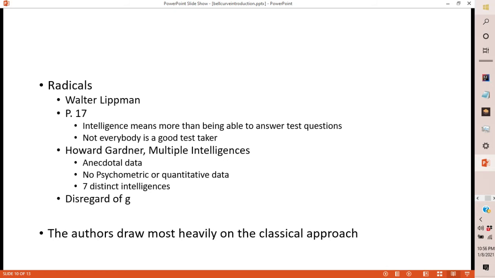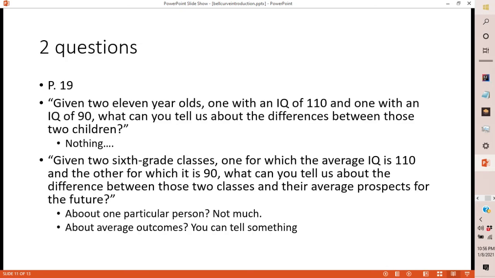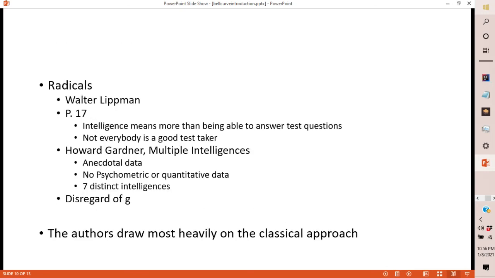And sorry, I have the answer here, guys. The authors draw most heavily from the classical approach, which you could tell just from going through these opening pages together, that there is this general factor, and tests are fairly reliable at showing a person's IQ level.